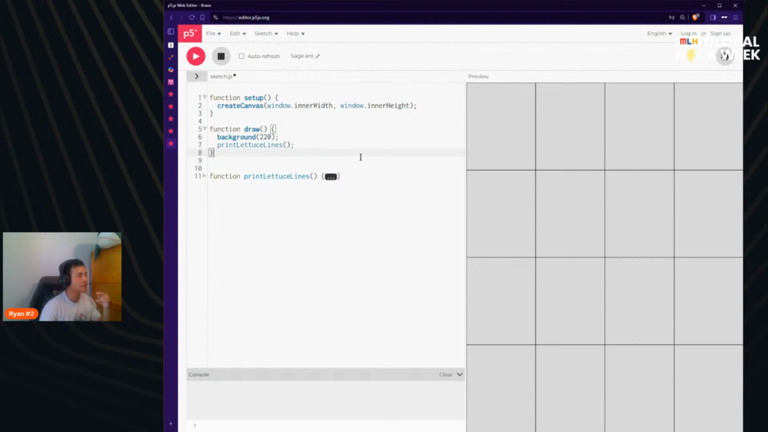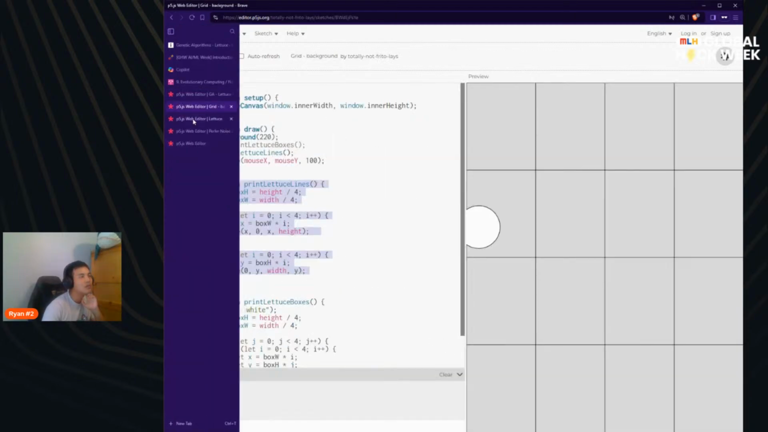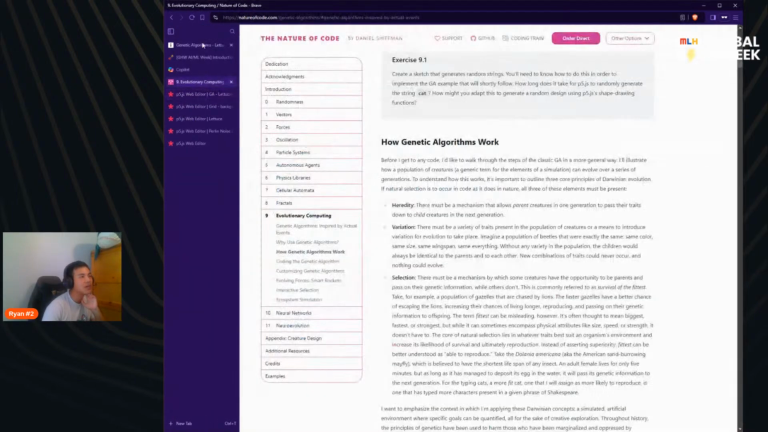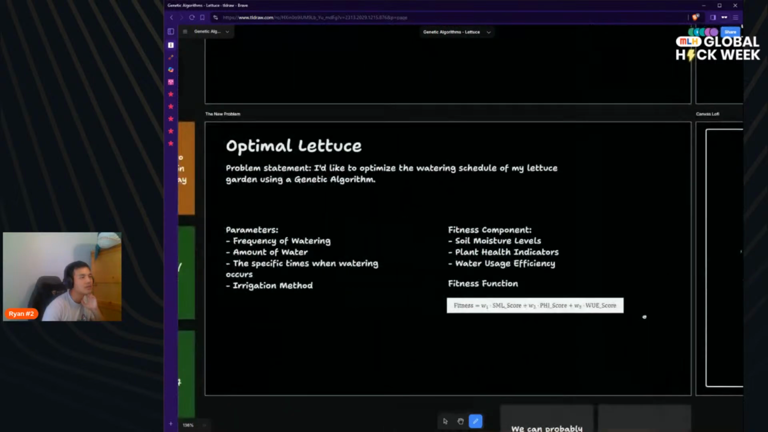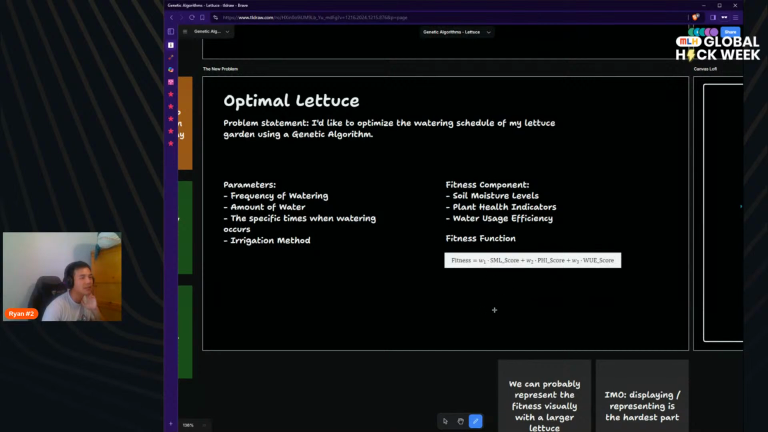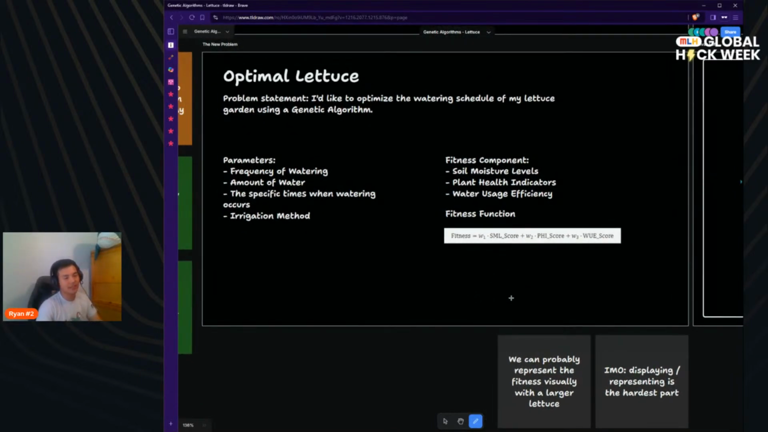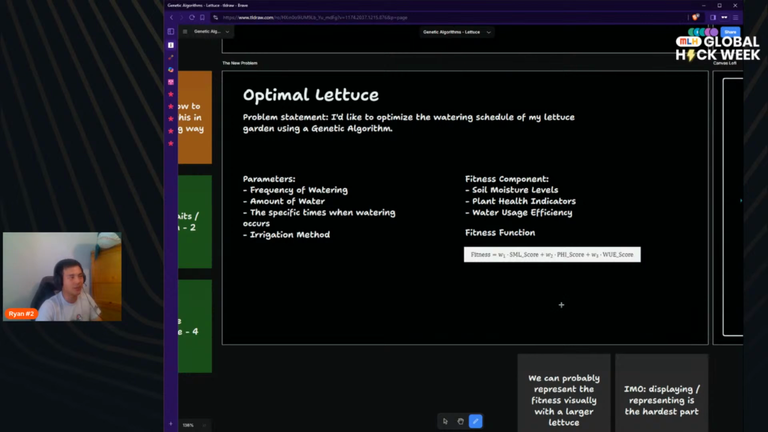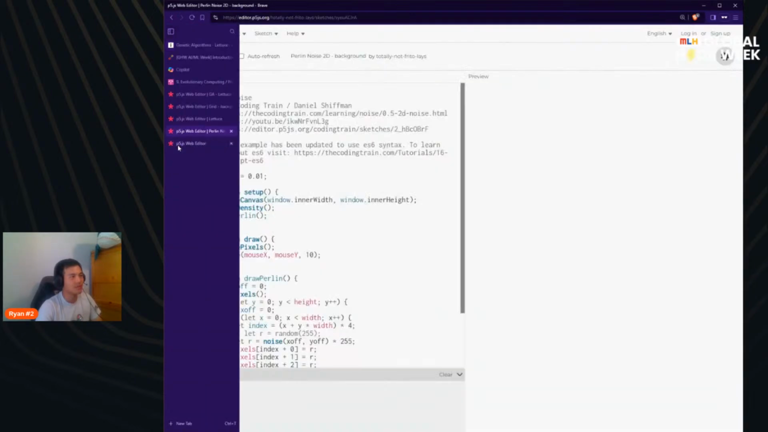So the next thing for us to do is to actually start modeling what the lettuce is going to look like. Displaying and representing how the simulation is going to work is a really key component of actually making sure that the genetic algorithm works. So we're going to spend some time figuring that out.